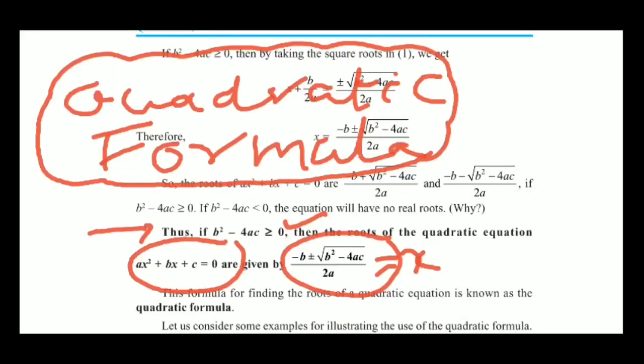If you get b square minus 4ac greater than or equal to 0, then you can find the roots of the quadratic equation, and the formula is x equals to minus b plus minus under root b square minus 4ac upon 2a. It is very important, so learn it again and again.